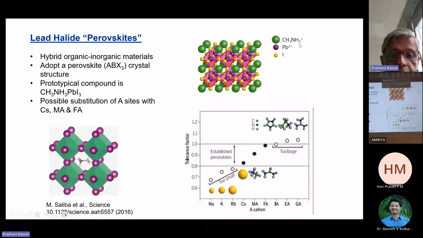Let me just give you a brief thing. These are what you call an ABX3 crystal structure, where your A site is your methylammonium cation, cesium, and formamidinium. And it so happened that these are the only three A-site cations that go inside the cavity of this lead halide complex and give you that perovskite structure.